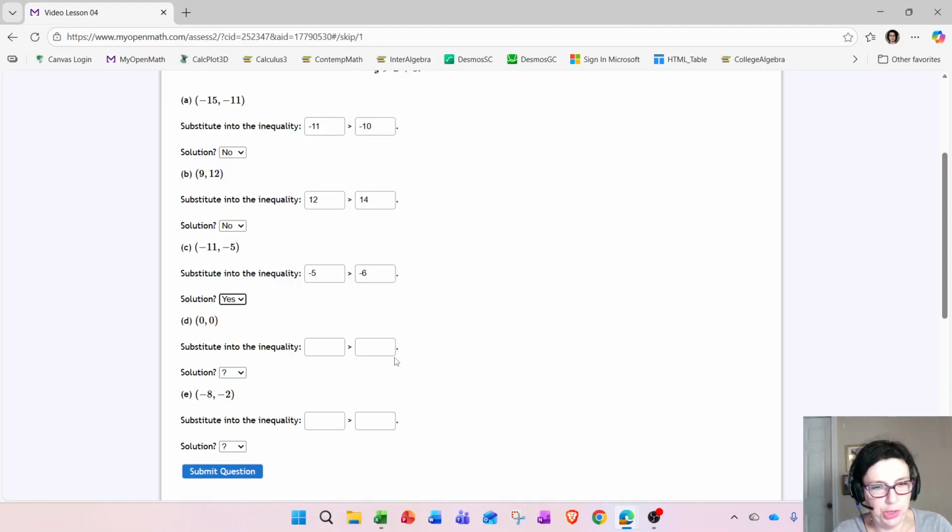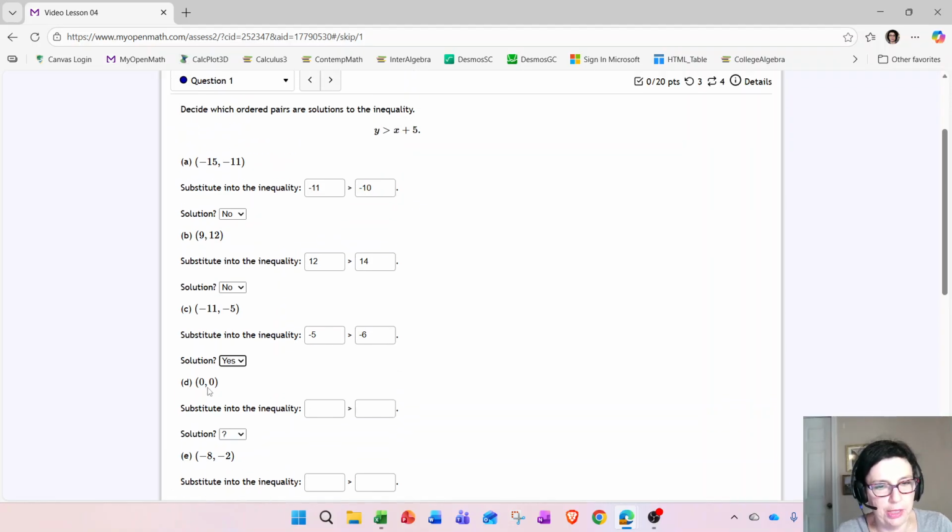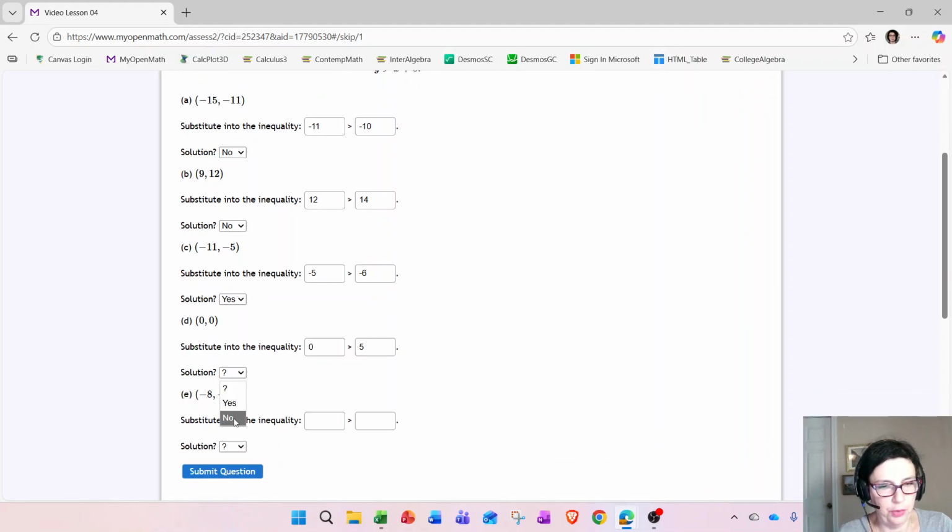Okay, how about 0, 0? Let's go with 0 for y, so that's going to be 0 over here. And then 0 plus 5 is 5. Is it true that 0 is greater than 5? No. So that's not a solution.